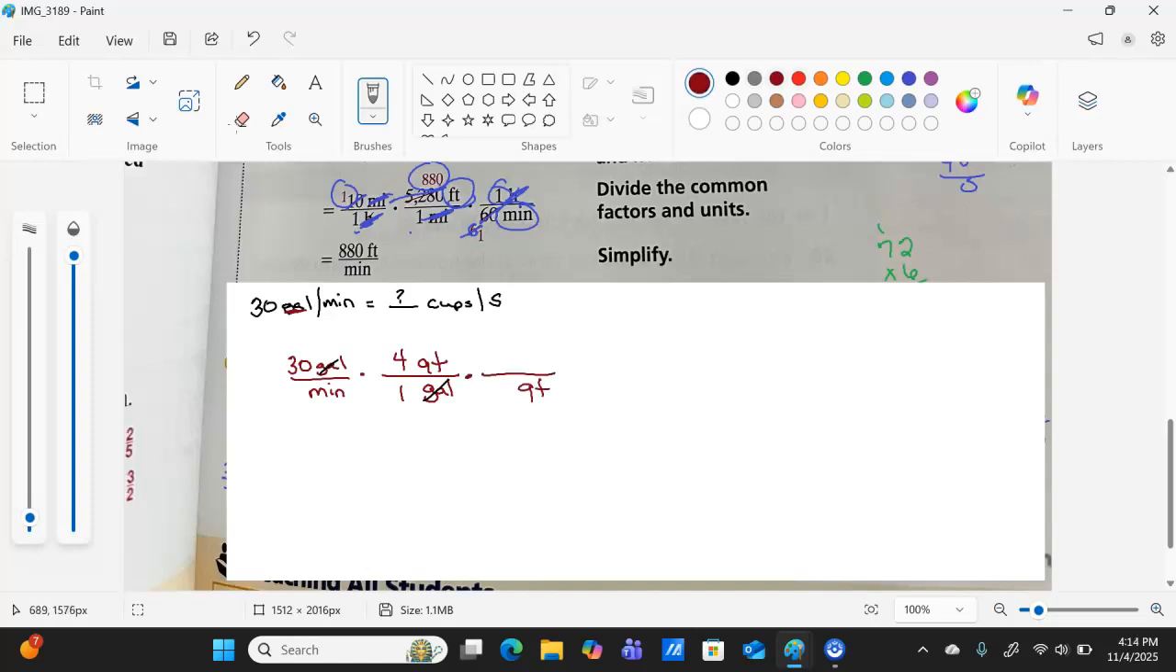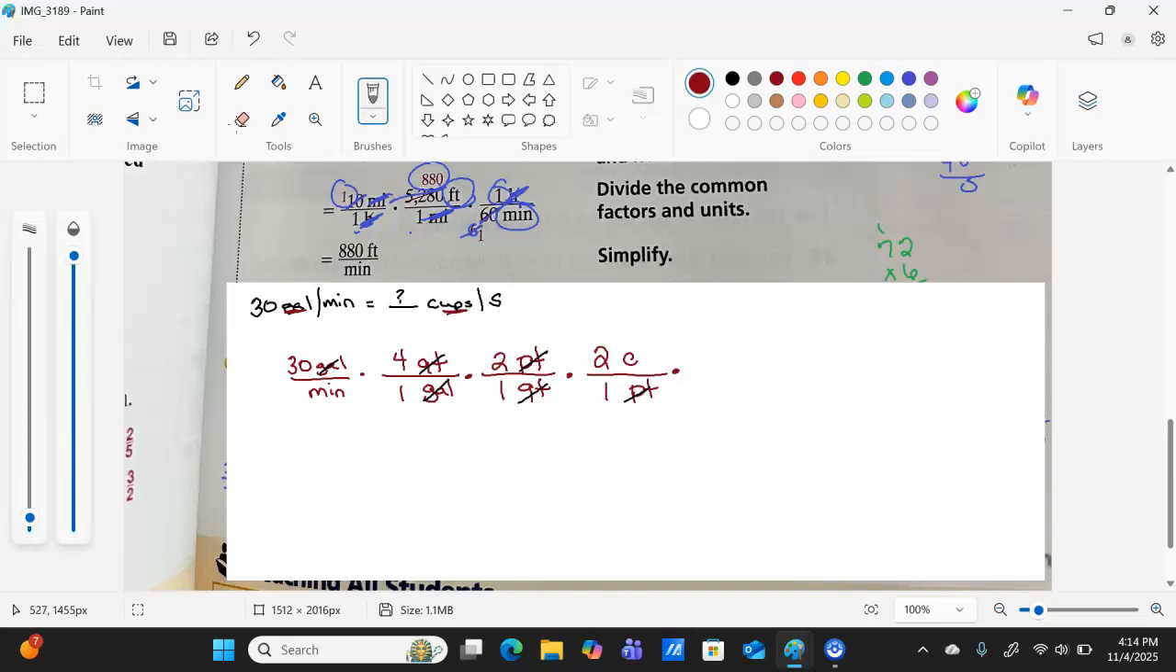Still trying to get to the unit that I want. Quarts is up top, it's got to go down below. From quarts, I can go to pints. There's 2 pints in 1 quart. Quarts is now gone. And then from pints, I can go to cups. There's 2 cups in 1 pint. There is a table of customary units in the back of your book, and I will give you conversion factors to use. But if you don't have those in your head, there is a list of them in the back of your book. Find that list to use on your homework. On your quiz, I will have a list of any units that you might need to use.